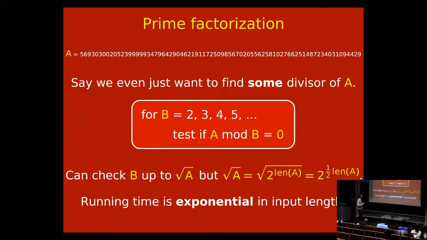And in particular, if you want to think about it not with these vivid concrete numbers, but theoretically, you probably know that you can stop this check once B gets up to root A, because if a number has some non-trivial factor, it has to be at most the square root of A. But the square root of A is like the square root of 2 to the length of A, which is like 2 to the half the length of A. So if the length of A is n, then this is like 2 to the n over 2, which is an exponential time algorithm.